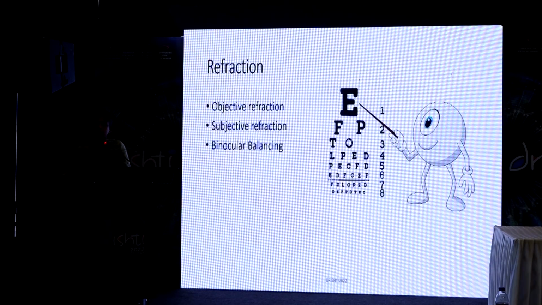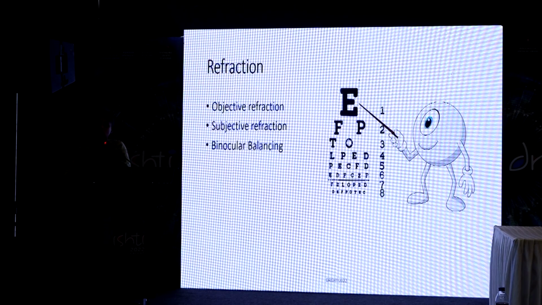Next, moving on to refraction. Refraction is the most important aspect for everybody, I would say, because most of the problems are solved if the refraction is done well. In fact, many binocular vision anomalies come up because the patient has not been corrected well.